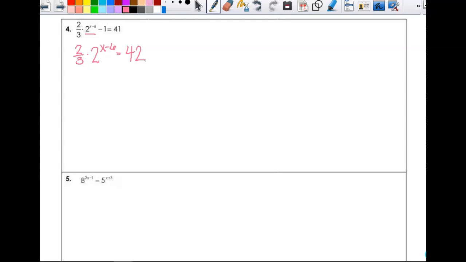Now I need to get rid of that 2/3 that's being multiplied, so I could divide, but what's another option? Well, yeah, but how? Multiply by what? The reciprocal. So multiply both sides by 3/2 so that these cancel out. That leaves me with 2 to the x minus 6 power. Then 42 divided by 2 is 21. 21 times 3 is 63. Now that you have your exponential isolated, you finish this one up.